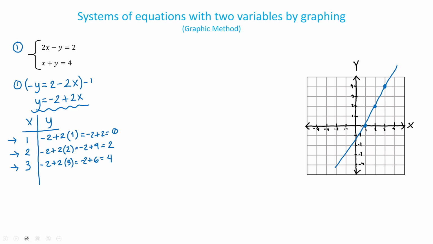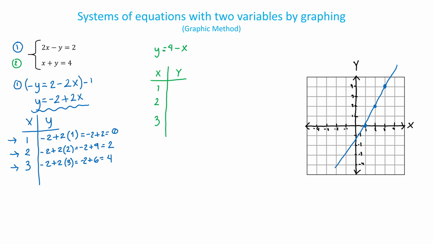Now let's graph the second equation. This one. So we have to clear y. Okay, this one is y equals, okay, the x is going to pass to the right subtracting. So y equals 4 minus x. Okay. Now I do my xy table. And I'm going to use the same values of x, 1, 2, and 3.